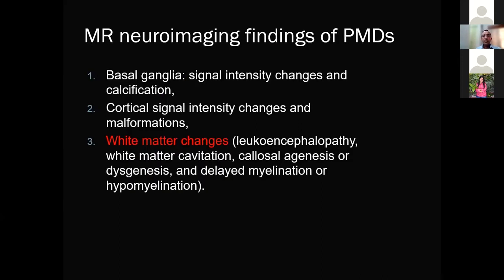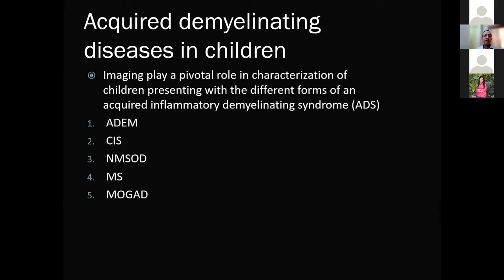In primary mitochondrial diseases also, the white matter involvement may be seen in the form of leukoencephalopathy, cavitations, or delayed myelination. So in cases of non-specific white matter changes, the possibility of a mitochondrial disorder should be kept in mind when there is involvement of the deep gray structures and the cortical gray structures.